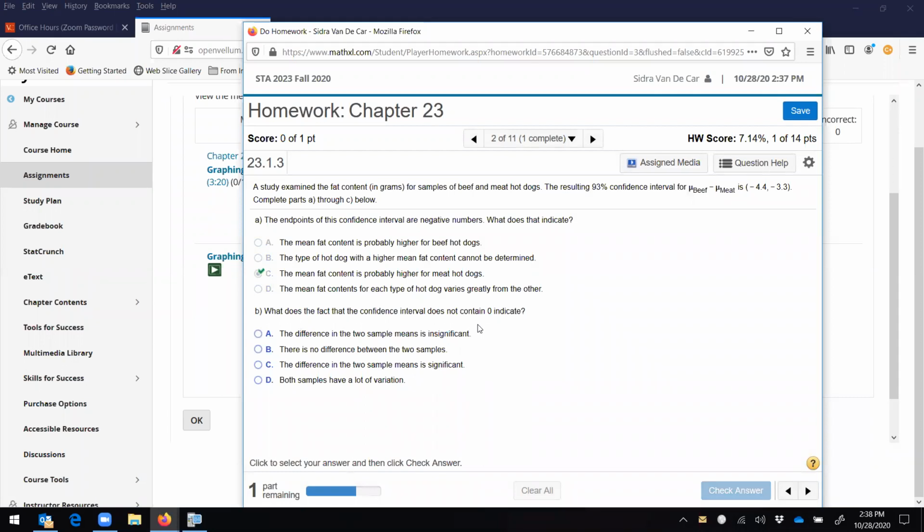What does the fact that the confidence interval does not contain 0 mean? That means that there is a true difference, right? If 0 is inside our interval, we can't conclude there's a true difference. So the difference in the samples is significant.